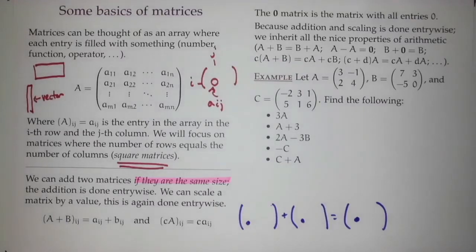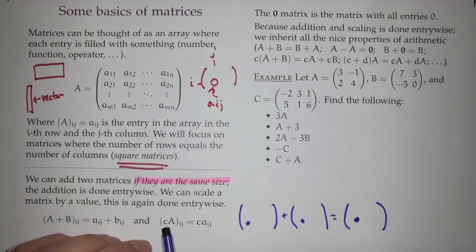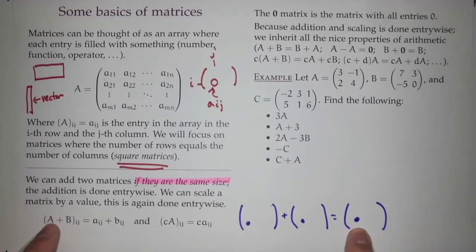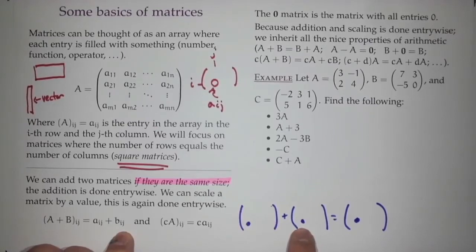We can also scale, which means multiply by a number. So if I scale a matrix, the way I do it is I scale every single entry by that value. By the way, this formula is just what we talked about in notational form. It says if I want to know the ijth entry in the matrix A plus B, I grab the ijth entry in A, add to that the ijth entry in B.